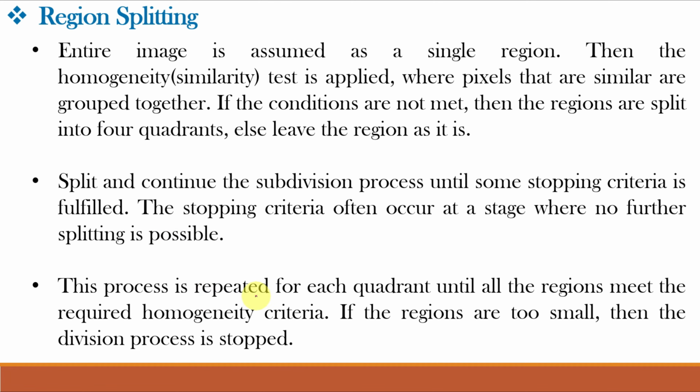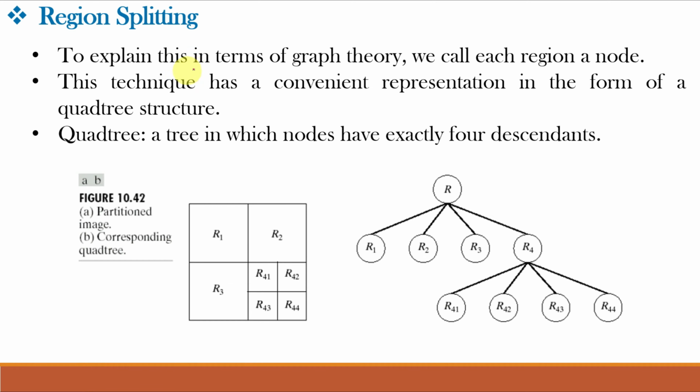And this process is repeated for each quadrant until all the regions meet the required similarity criteria. If the regions are too small, then the division process is stopped. To explain this in terms of graph theory, we call each region a node. This node, which is the parent node, is split into its 4 children or leaf nodes if it does not satisfy the given property. So this representation is called a quad tree representation. Quad tree means a tree in which nodes have exactly 4 descendants.